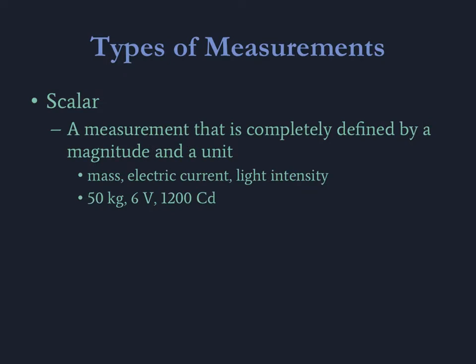A couple other things here to discuss, some types of measurements, and then we'll talk about some trig. So we have two different types of measurements that we're going to be using this year. The first is scalar quantities, and these might be what you typically think of as measurements. They are quantities that have just the value and the unit. So we have some examples here: 50 kilograms, 6 volts, 1200 candelas. The units and the magnitude completely describe the measurement. Things like mass and electrical current are scalars.